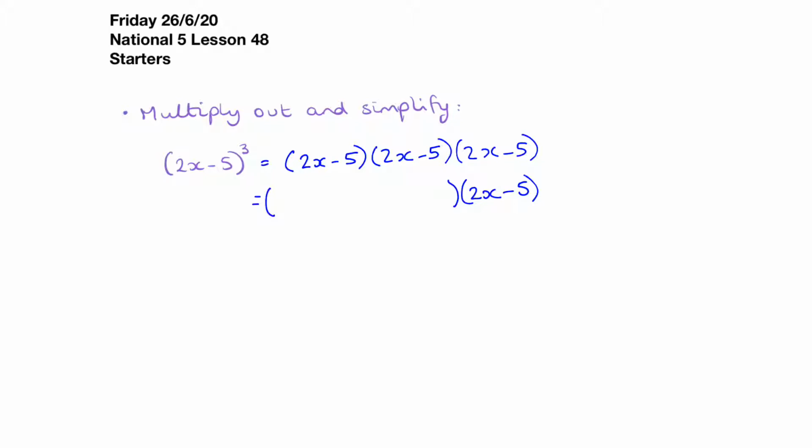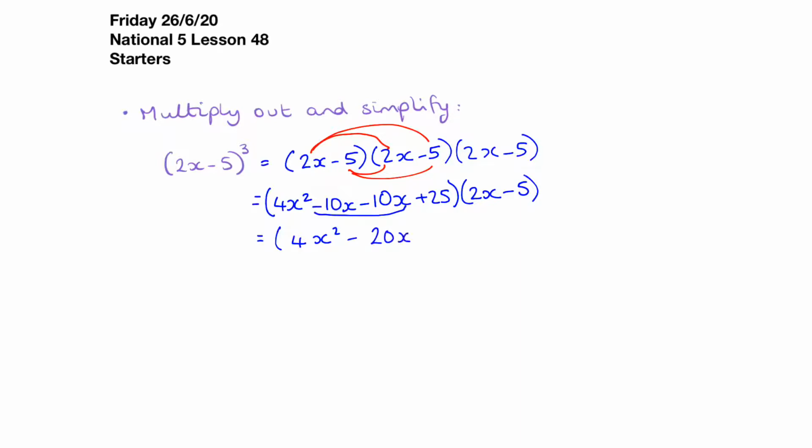Okay, so to multiply the first 2 brackets out, we need 2x times 2x is 4x squared. You mustn't forget the squared there. 2x times negative 5 makes negative 10x. Then we've got negative 5 times 2x gives us another negative 10x. And then we've got negative 5 times negative 5, so that's plus 25. Now, before we start multiplying out, let's just simplify this. So this minus 10x gives us minus 20x.